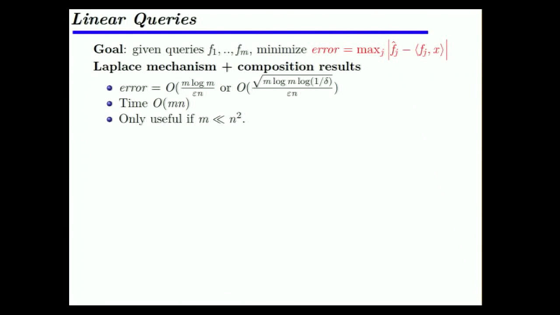or if you fiddle with things a little bit and use that Gaussian noise thing I mentioned earlier, you can get square root of m over epsilon n with this additional delta. But in any case, either way, this mechanism is only useful when the number of questions you want to ask is relatively small compared to the size of the data. So it has to be much less than n squared. But the good thing about it is it runs reasonably quickly. I mean, you can implement it.